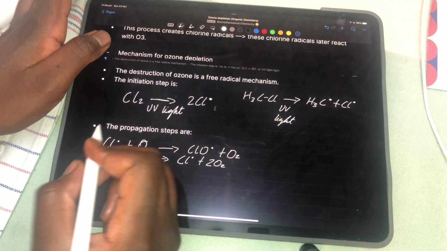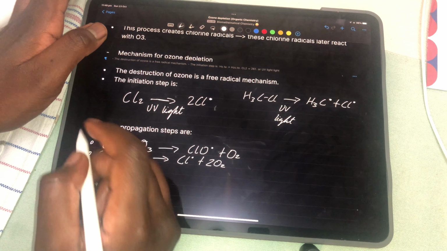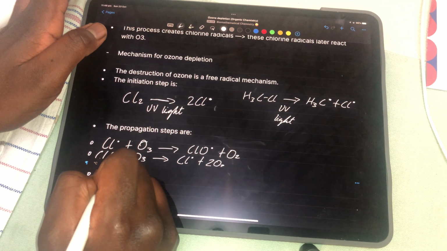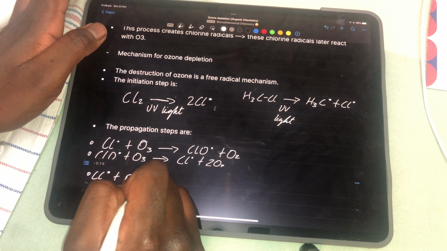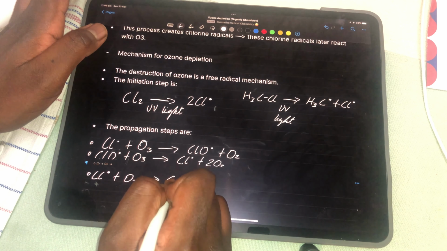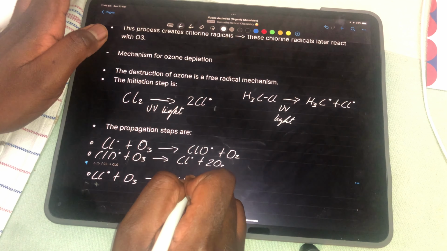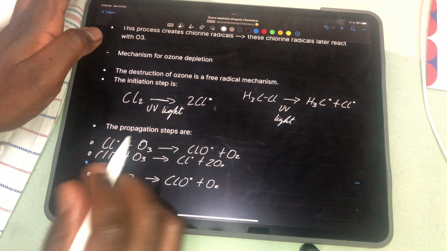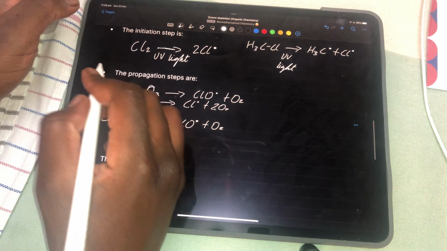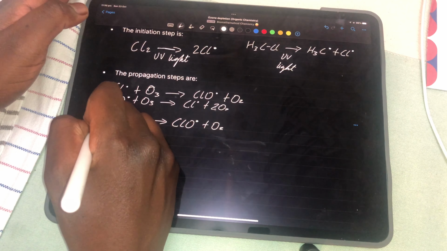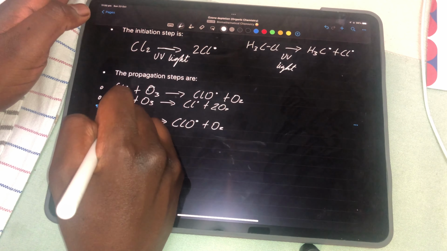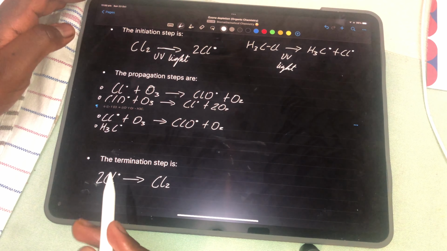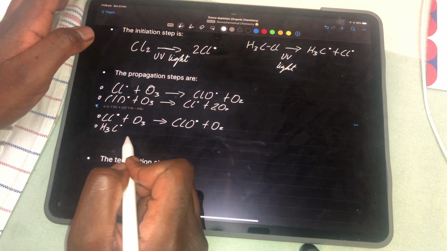So that chlorine radical can react just like this reaction here. The chlorine free radical plus an O3 gives a chlorine monoxide free radical, ClO, plus an O2. That other free radical, I can't really see what I'm doing there, but that will react with a Cl2.